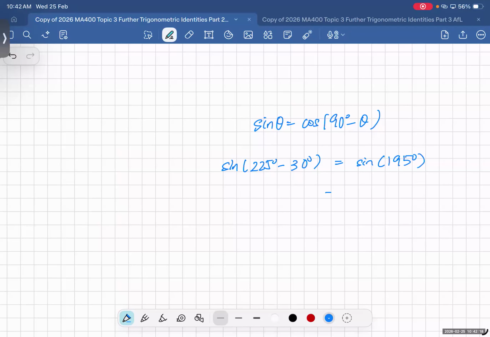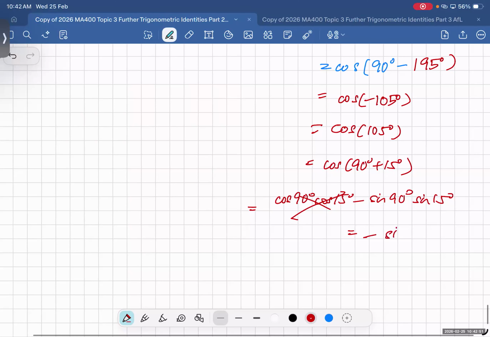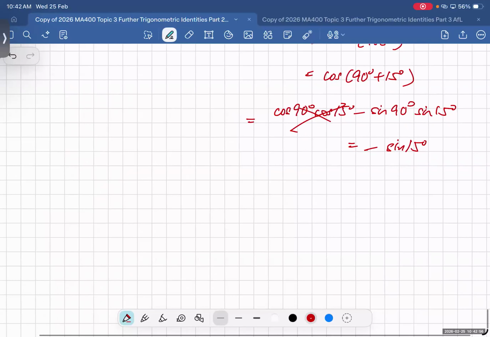So then this is the same as cosine 90 minus 195, which is the same as cosine negative 105, which is the same as cosine 105, which is the same as cosine 90 plus 15, which is the same as cos A cos B minus sine A sine B. Cos 90 is 0, so this is gone. Sine 90 is 1. This is the same as minus sine 15. Woo! Look at how fast I got it.